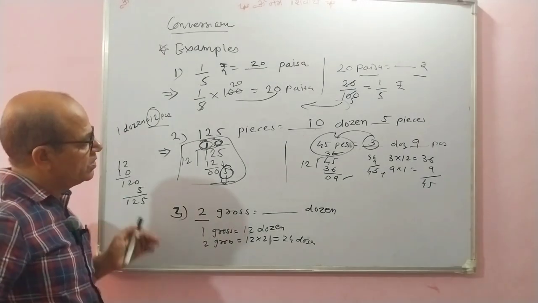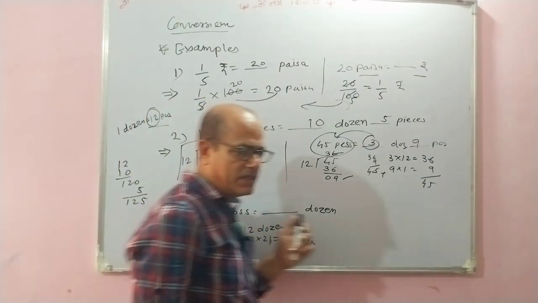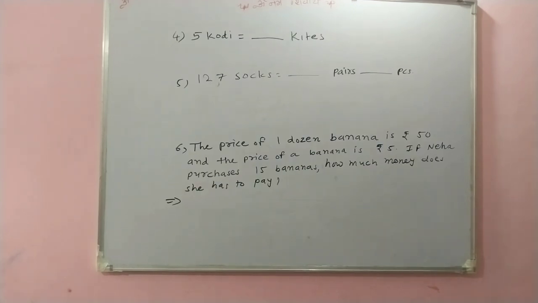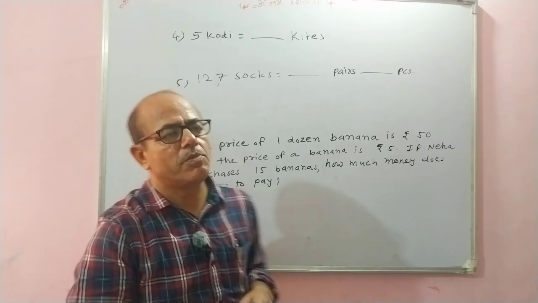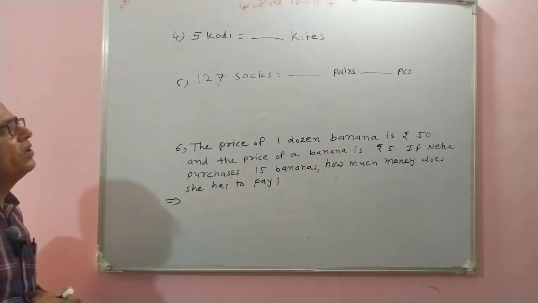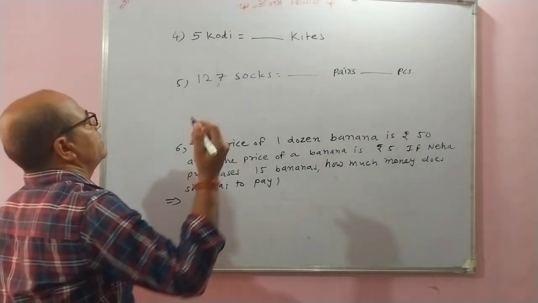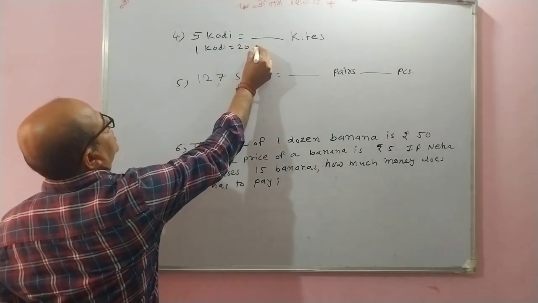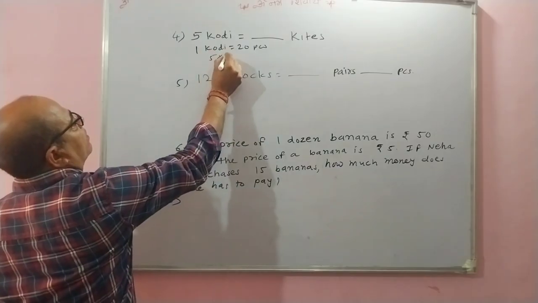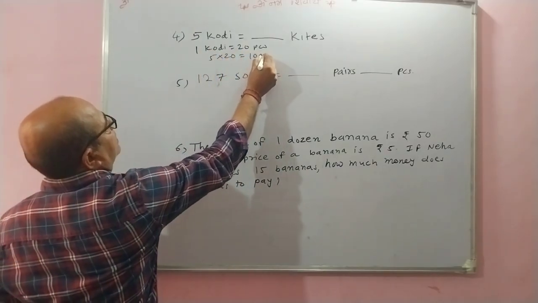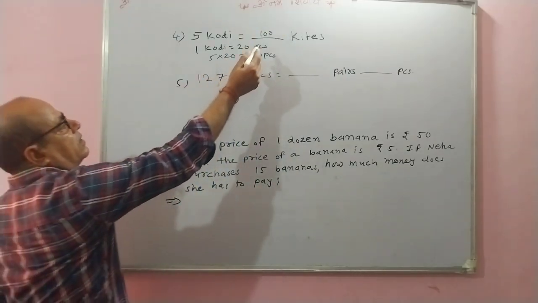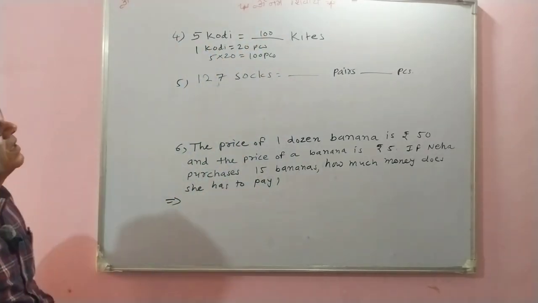So now also we are doing some more examples. So let us do those examples too. Now see here some more examples. First example is about kites. 5 chord is equal to dash kites. As I have said, 1 chord is equal to 20 pieces. 20 pieces means 20 kites. So 5 into 20 is equal to 100 kites or 100 pieces. So what is the answer? 100, right? If it was given 100, then you have to divide by 5, then you can get the chord.